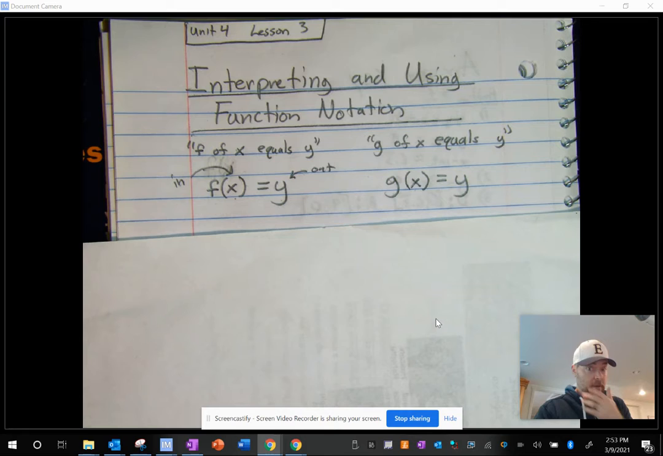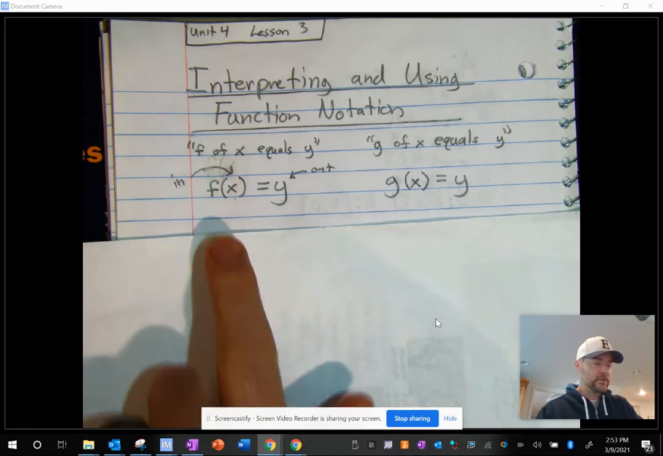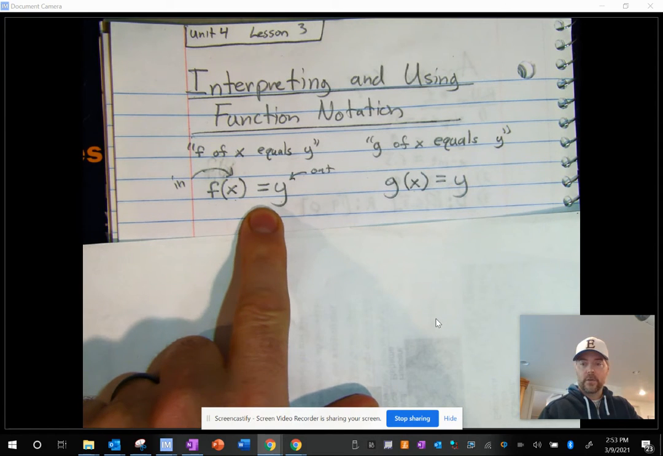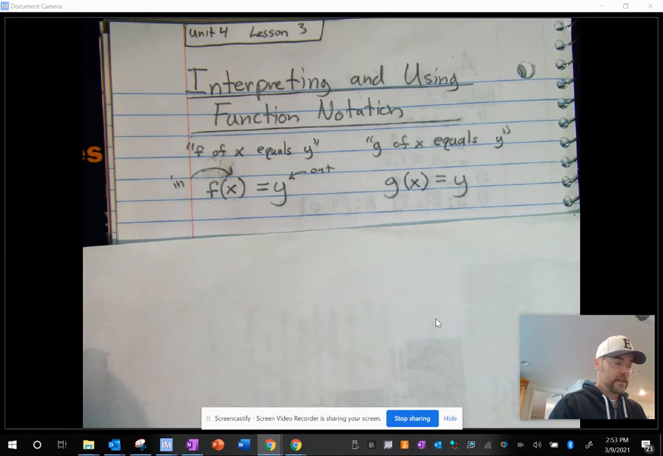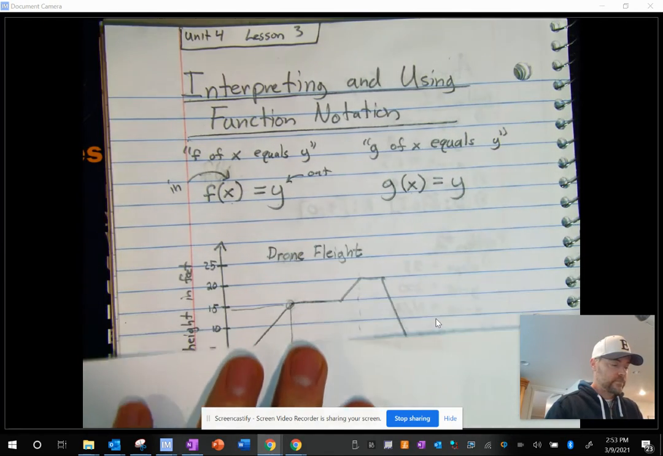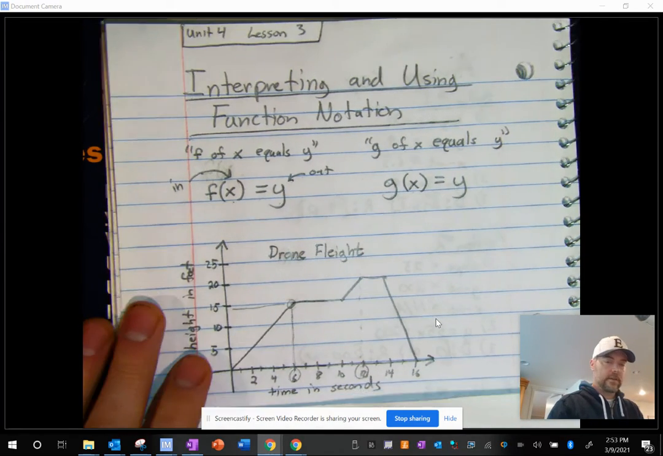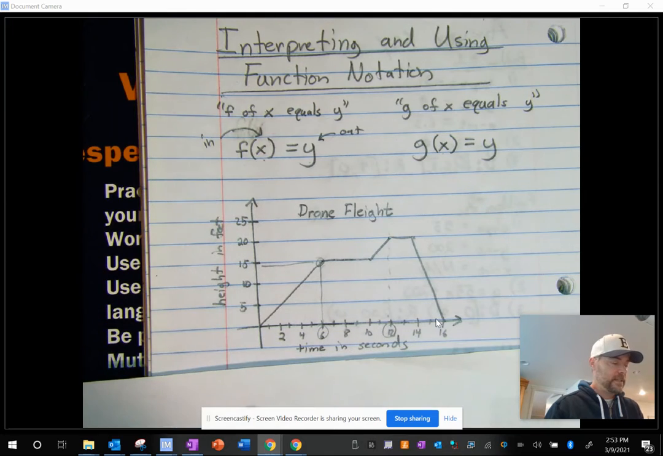So how do we use function notation? Well, we either need a graph or a narrative, and a narrative is like a story problem, to be able to figure out how we're going to put this into that equation or into that graph or that narrative. So let's take a look at a graph. I drew this for you. This is the graph of a drone in flight.